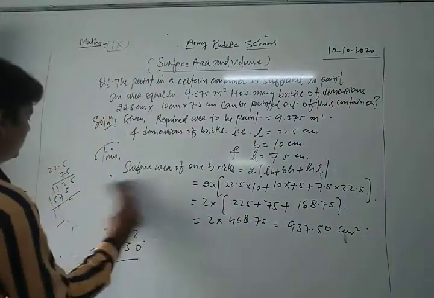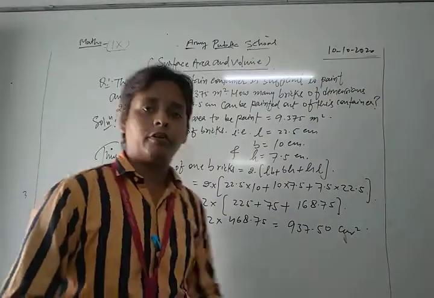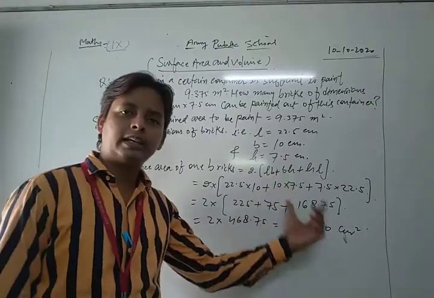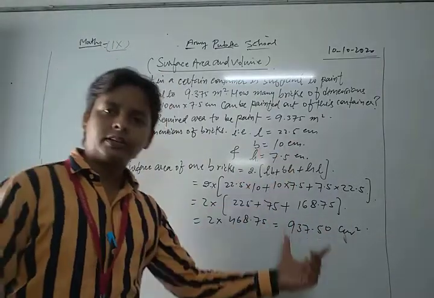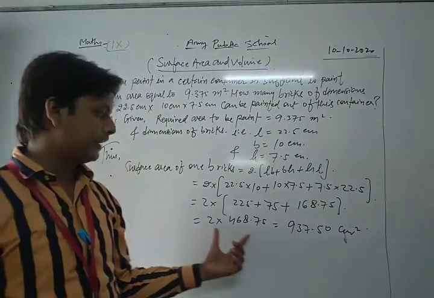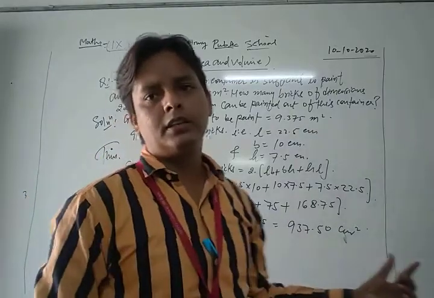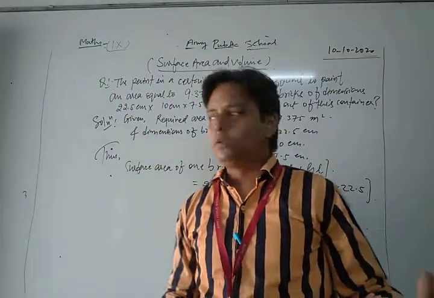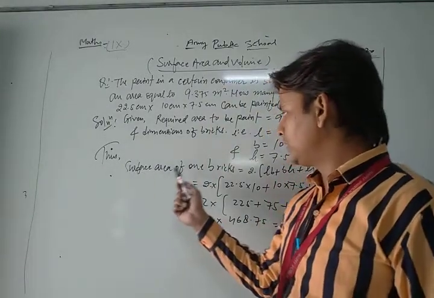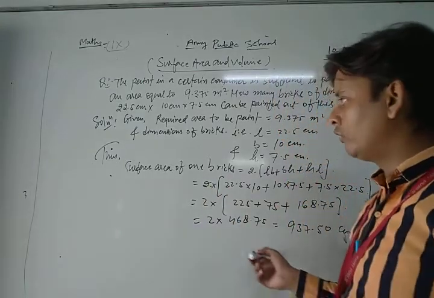So, thus dear students, first of all we put all the values in that formula and after simplifying them, we get the values as 937.50 centimeter square. Now let's see. In this way, we find the surface area of one brick, means each brick. This is the surface area of each brick.